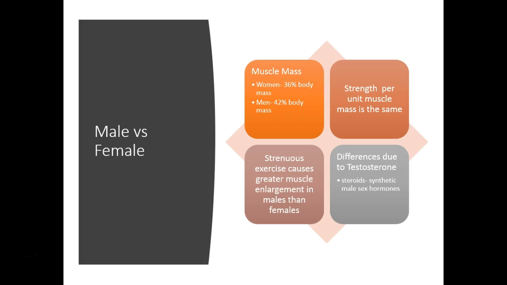So the strength per muscle mass is generally about the same, but because males have more muscle mass, they do tend to have greater strength. Strenuous exercise causes muscle enlargement in males more so than females because of the differences in the sex hormones. Males have a higher level of testosterone, which is a steroid hormone, and that testosterone has a higher rate of increasing muscle mass than does estrogen.